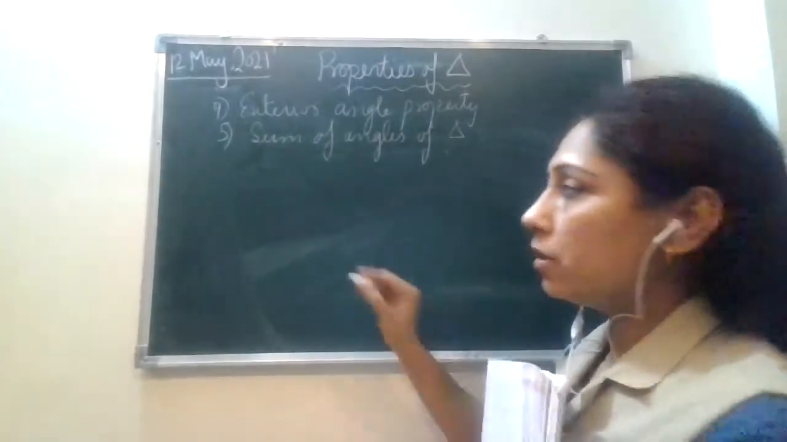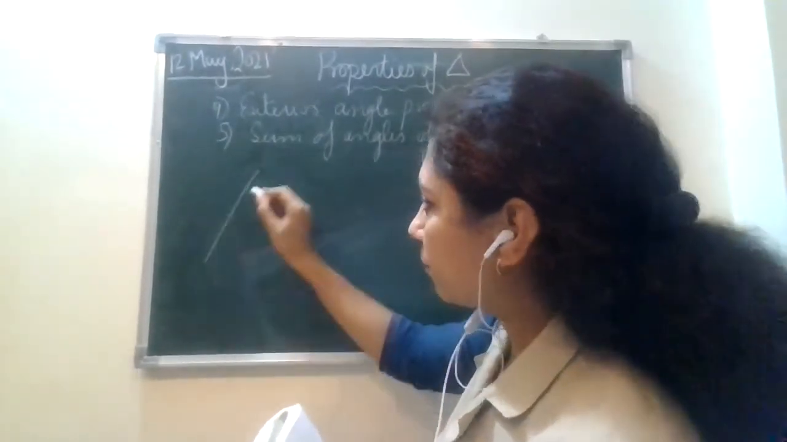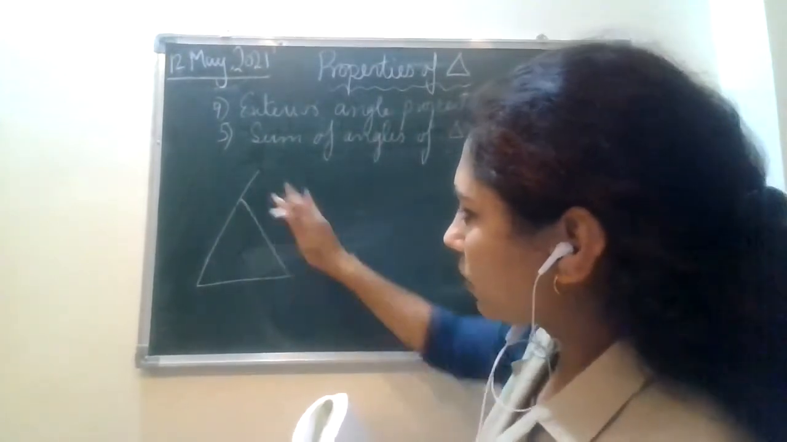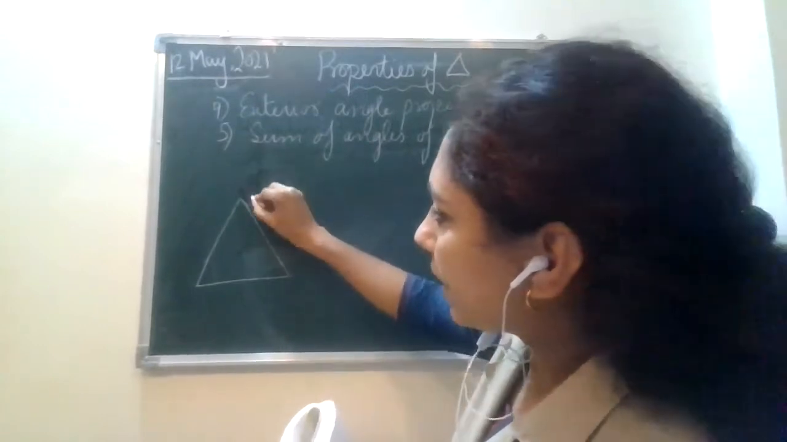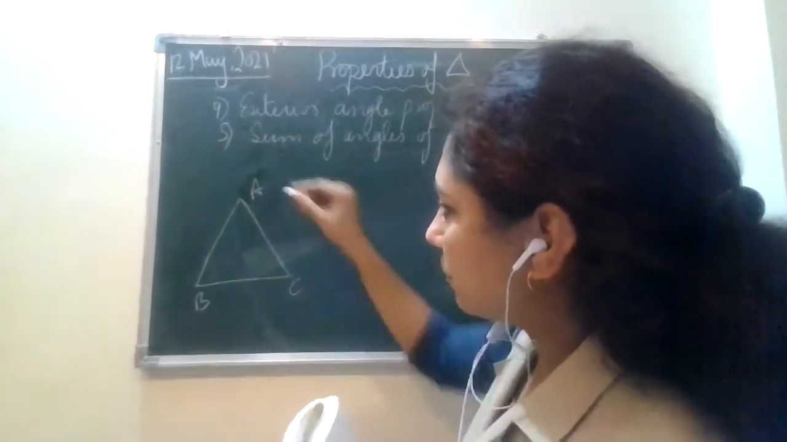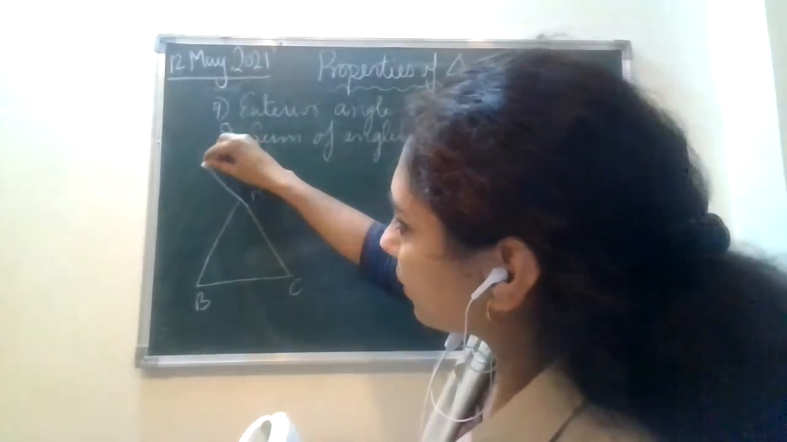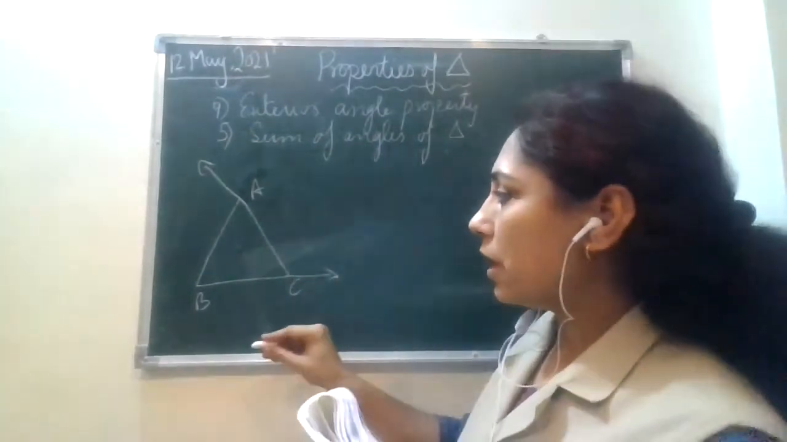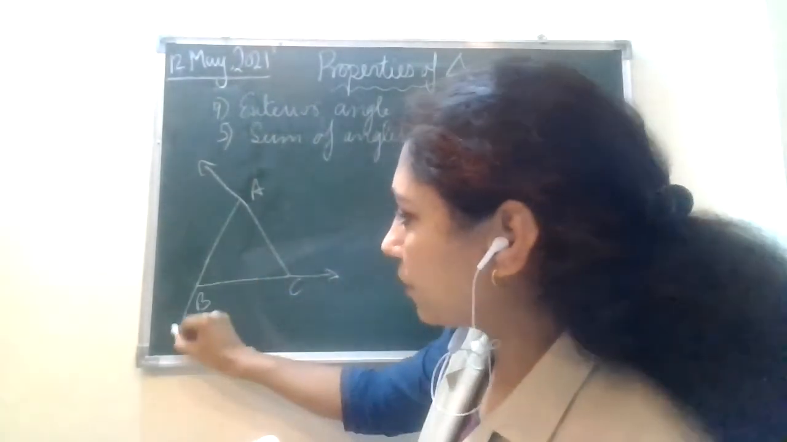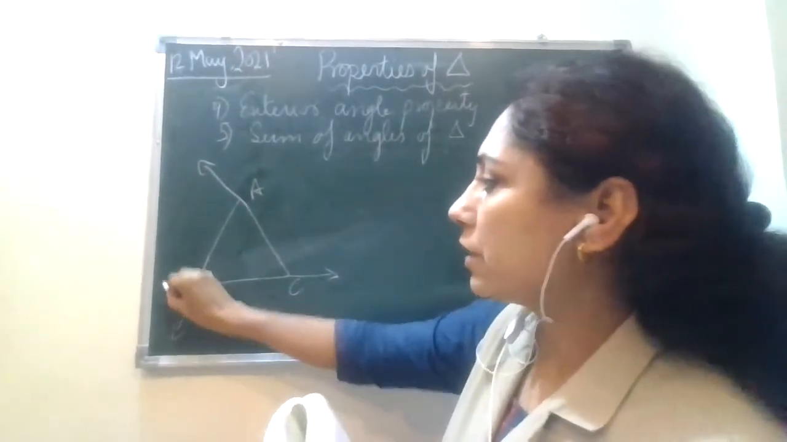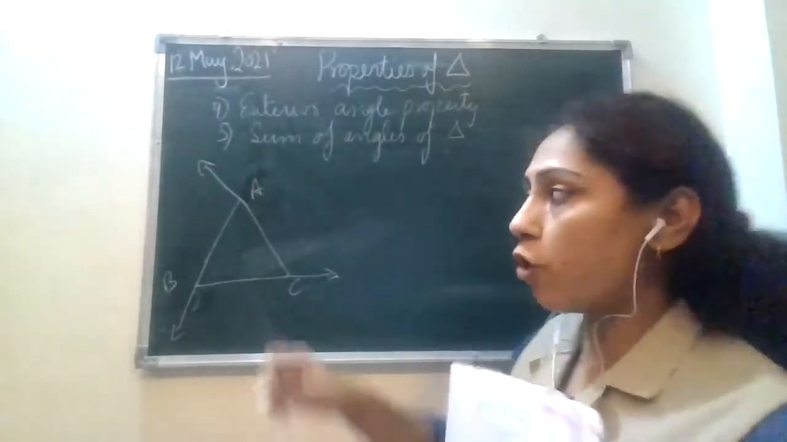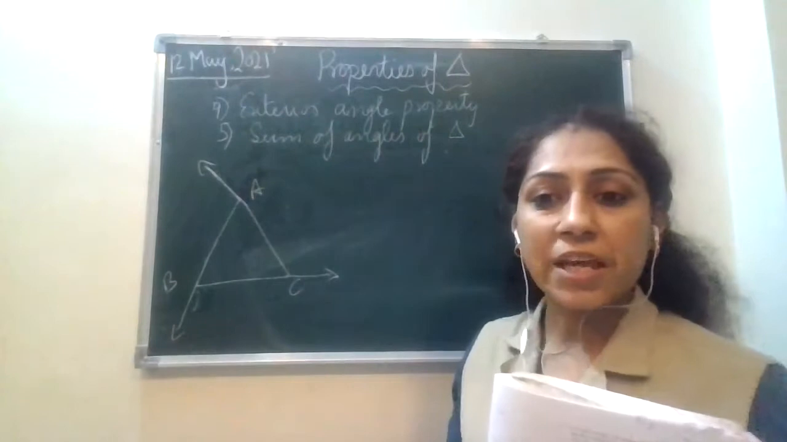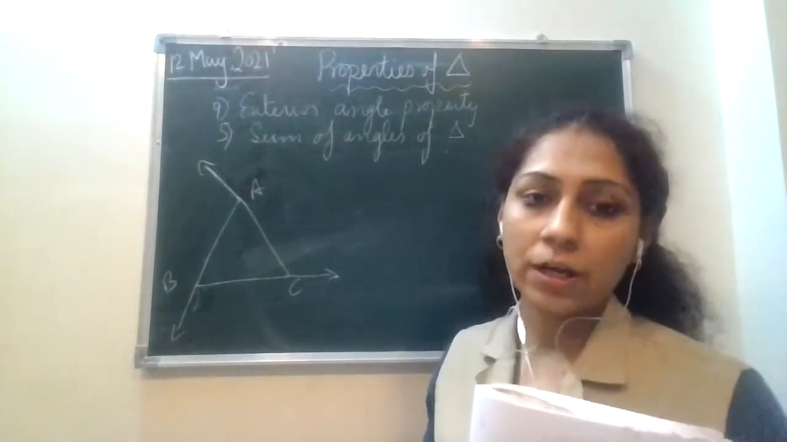Fine. Now here I am going to draw a triangle ABC. This line I'm further extending over here. This ray I'm extending over here, and this one I'm extending over here, right? So that it forms the exterior angles also. Exterior angles are those which are formed outside the figure.